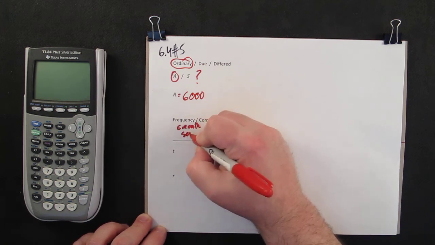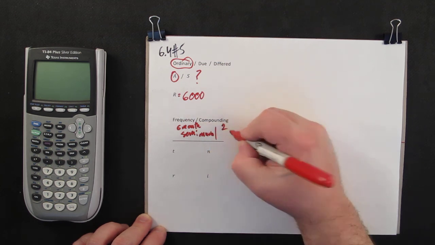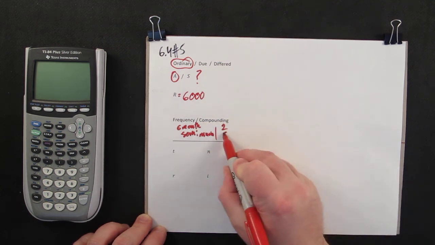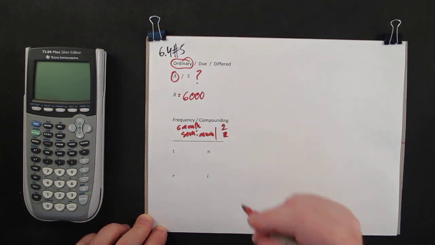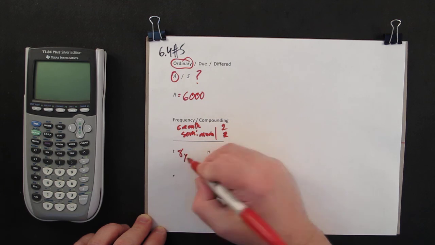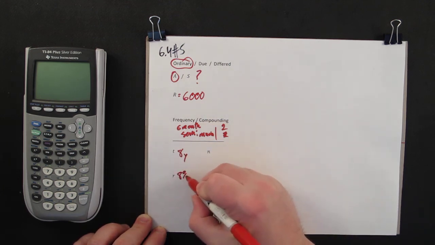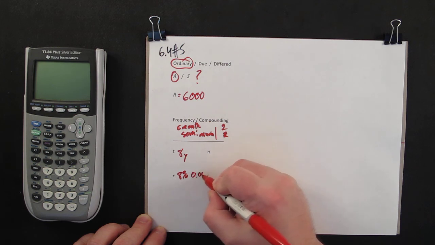So that's semi-annual. So talking about 2 periods per year. The total length of this is 8 years, and the interest rate is 8%. So we want that as a decimal.